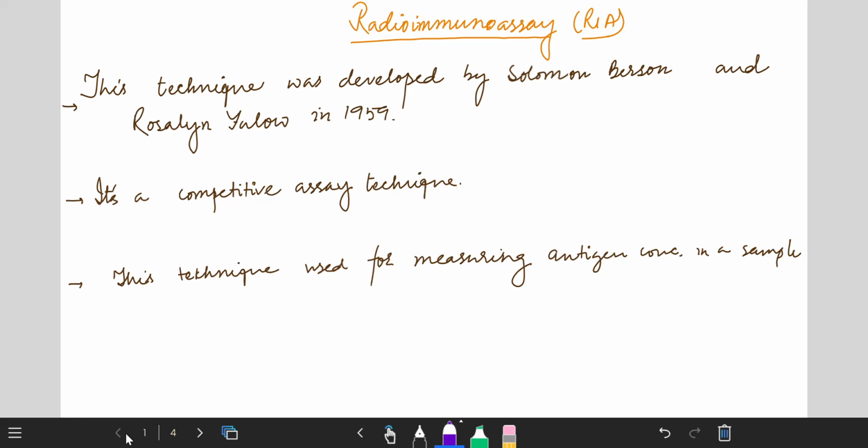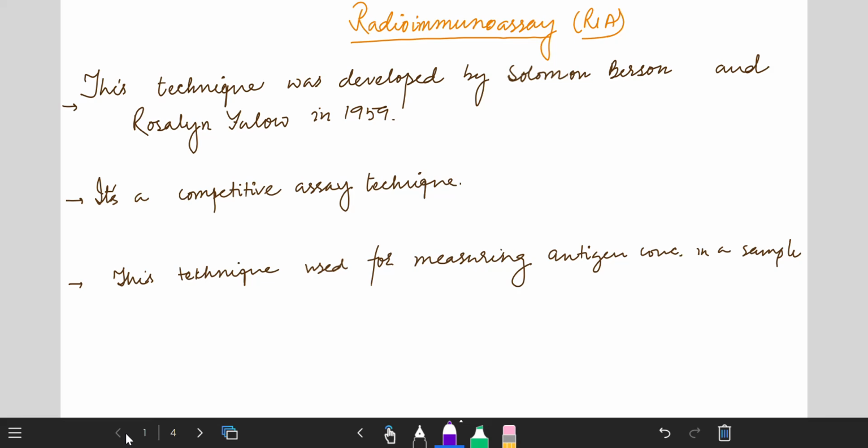So today's topic is about radioimmunoassay. Radio means obviously there will be use of radioactive material or radioactive isotopes, and immune means there will be immunological reaction or antigen-antibody reaction, and assay is the estimation procedure. So that is radioimmunoassay.